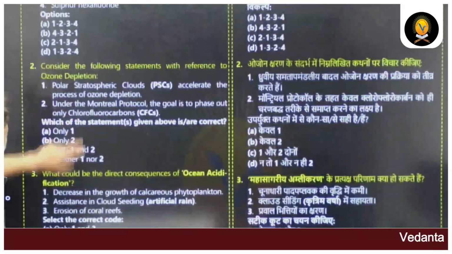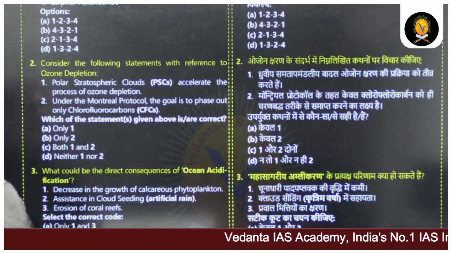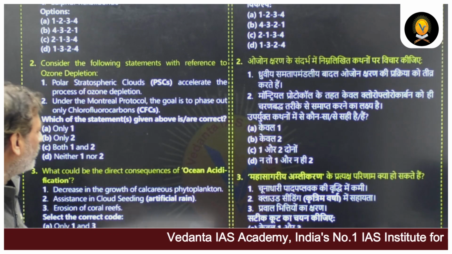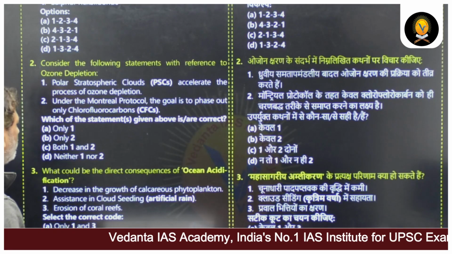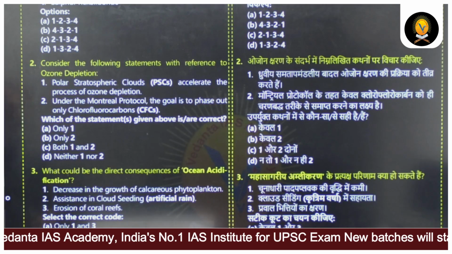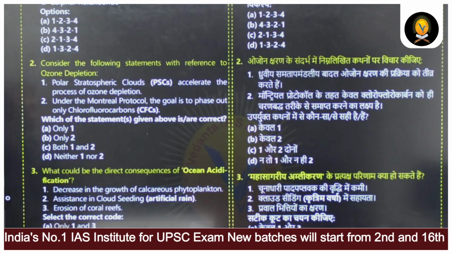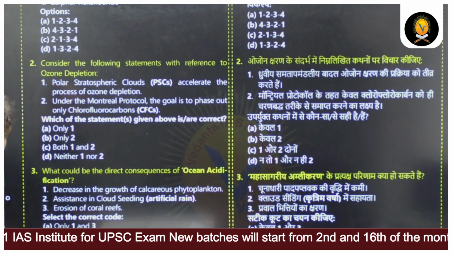Now, question number 2, consider the following statements with reference to ozone depletion. Polar stratospheric cloud, this cloud is also known as mother of pearl cloud. It accelerates the process of ozone depletion, yes, this option is correct. Under the Montreal Protocol, the goal is to phase out only chlorofluorocarbon.